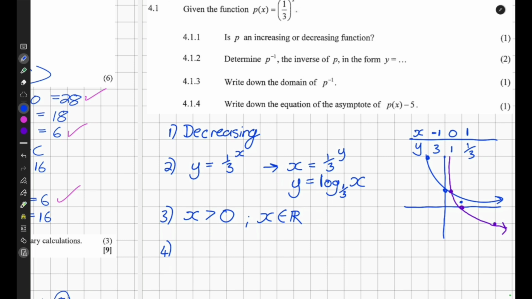So at this stage, the asymptote is y equals 0. If they add a negative 5, it just means everything shifts down 5 units. The answer would then just be y is equal to minus 5. Don't let them trick you. The answer is just y equals minus 5.